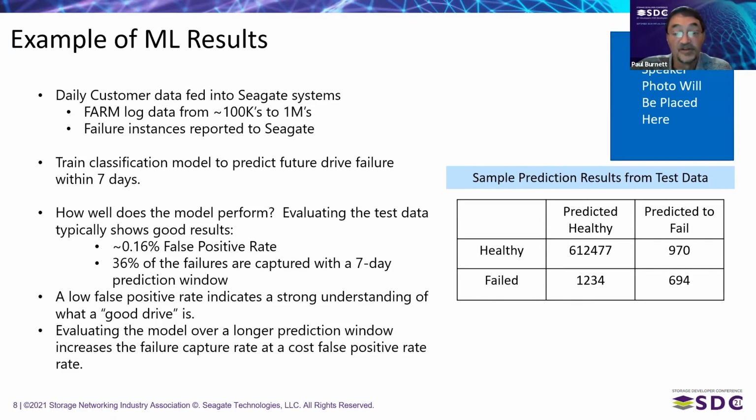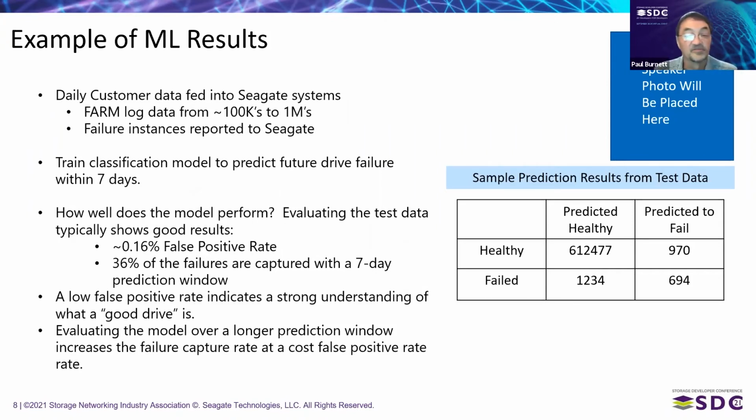In the failed component area, you see we predicted 1,234 drives, which are supposed to be healthy, and they predicted to fail 694. So of those, 694 divided by some 1,900 drives would be around 36% of failures that are captured within the 7-day window. And that number is actually a pretty good number for predictability.